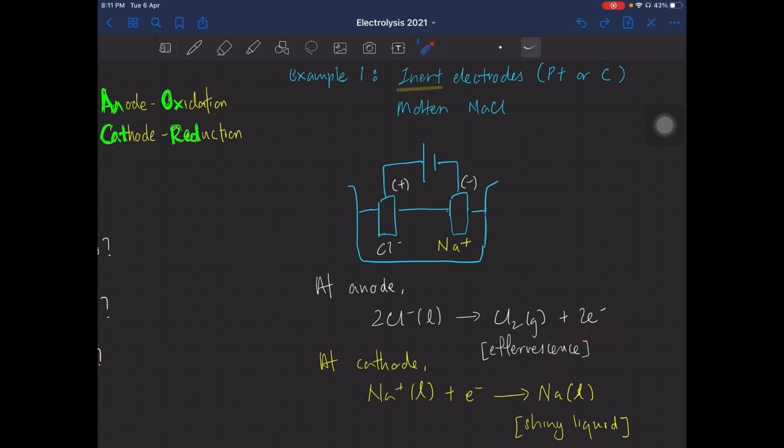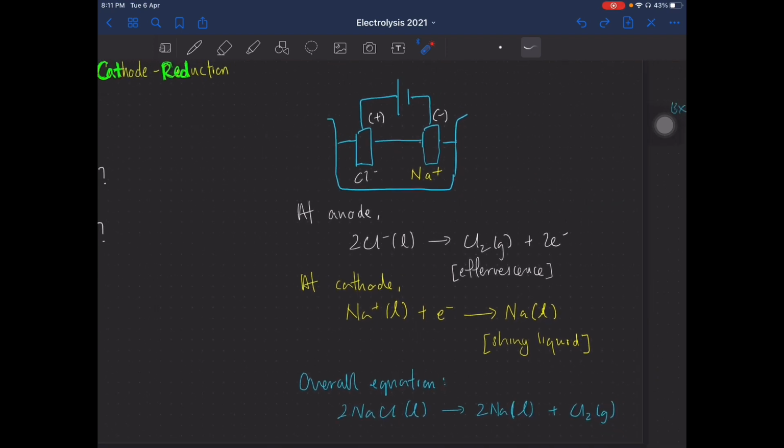Now we always indicate Cl2 because we know that halogens are diatomic. So there is unlikely to be a scenario whereby you come across chloride becoming a chlorine atom, losing one electron. This is not likely to happen because chlorine exists as a diatomic molecule. So you always see Cl2, and through that you can balance the entire equation.